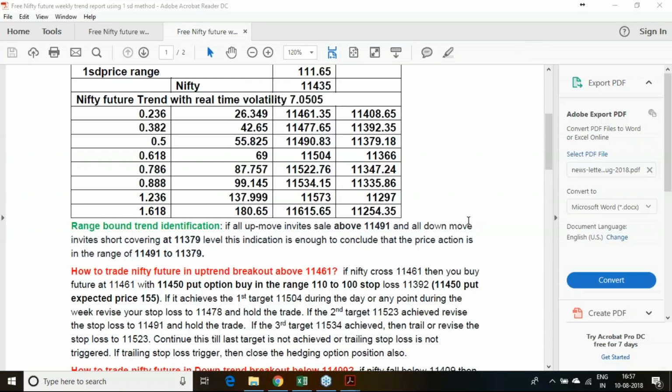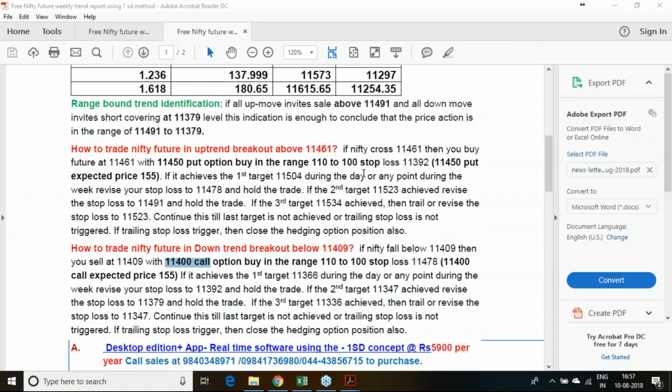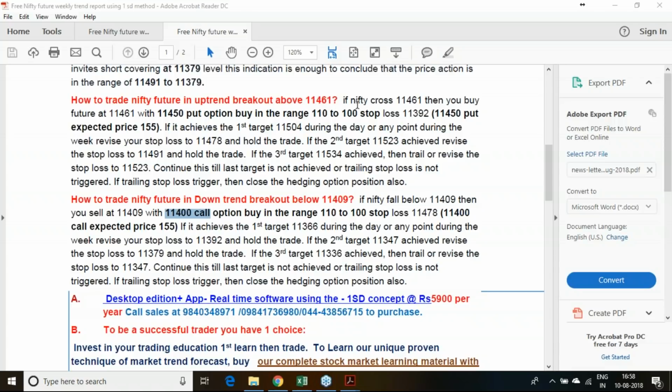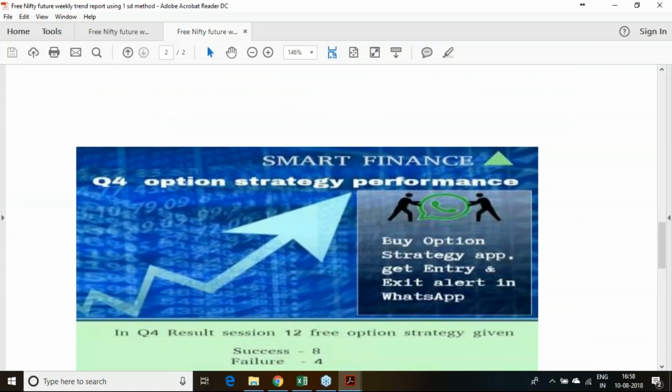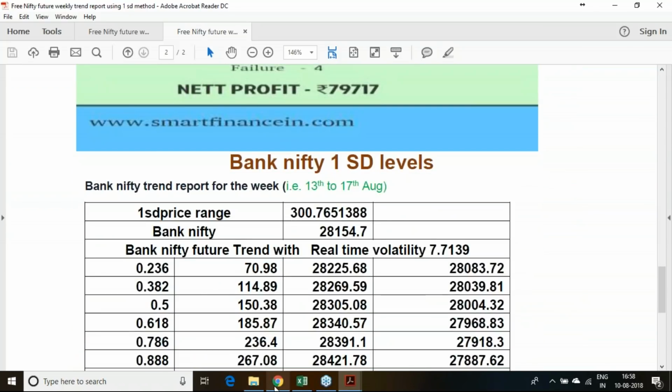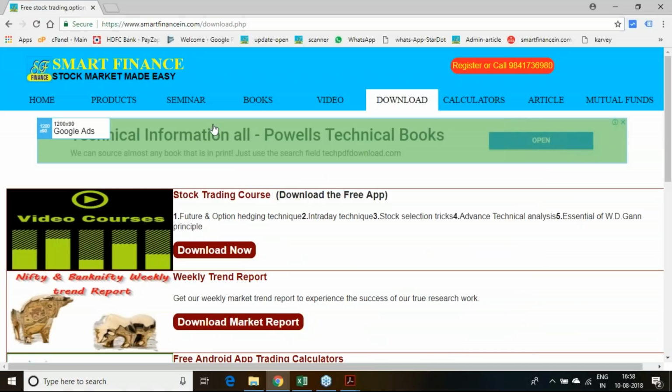So this concept of trading, if you follow, I have given a detailed description of how you can trade. Once you initiate, what will be the first target achieved, what will be your trailing stop loss, second target achieved, what will be your trailing stop loss. You just follow this method or paper trade for 1 or 2 weeks, then you will understand how successful this method is. The report is already given on our website. You can download it.